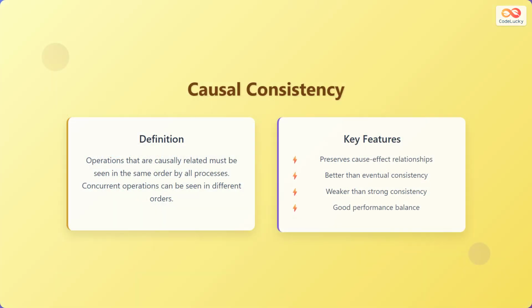Now let's discuss causal consistency. With causal consistency, operations that are causally related must be seen in the same order by all processes. Concurrent operations can be seen in different orders. Key features include preserving cause and effect relationships. It is better than eventual consistency but weaker than strong consistency. It provides a good performance balance.